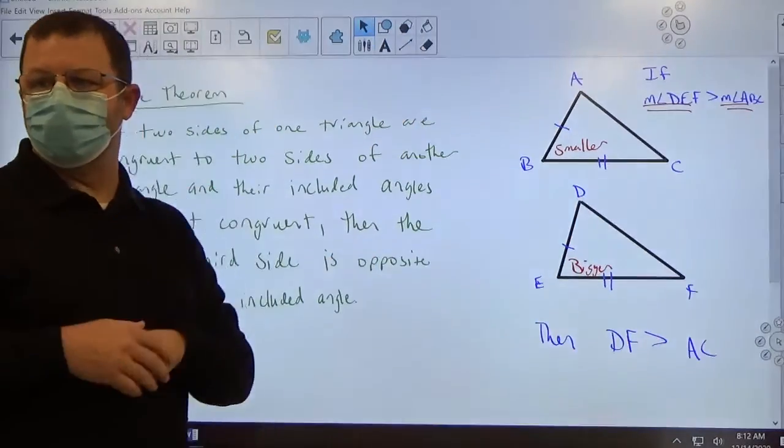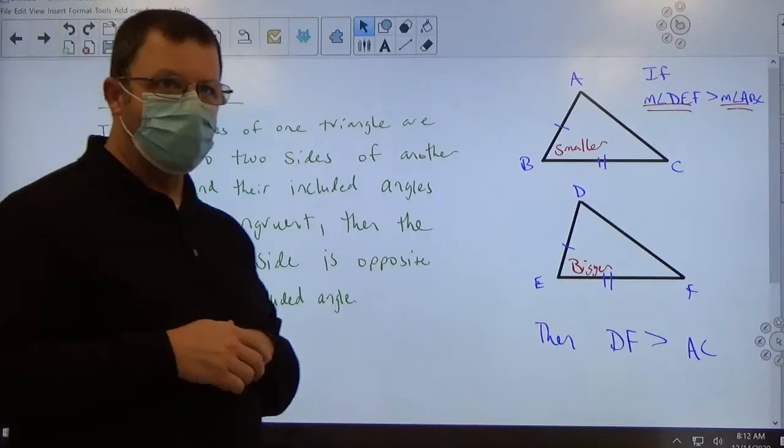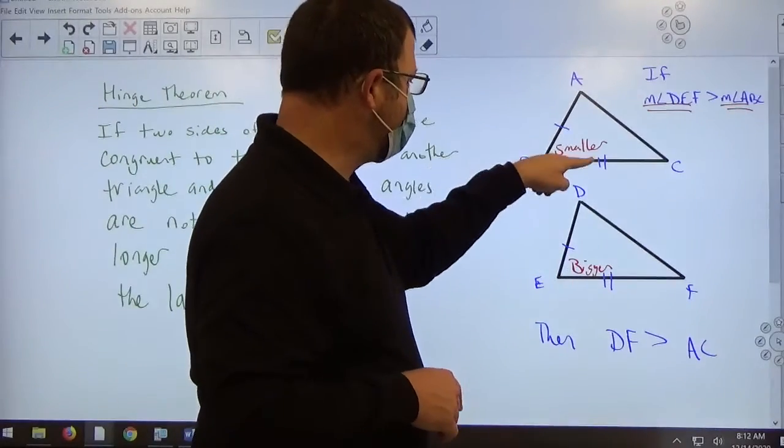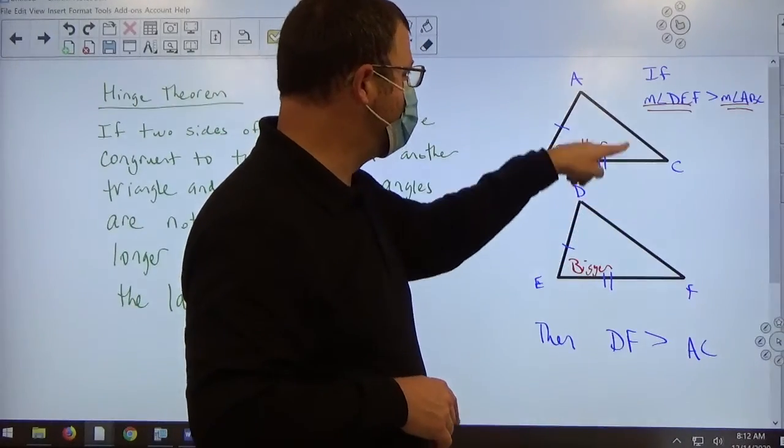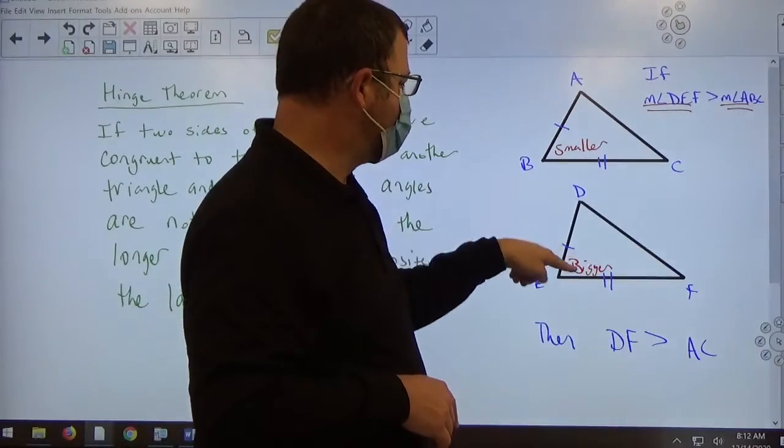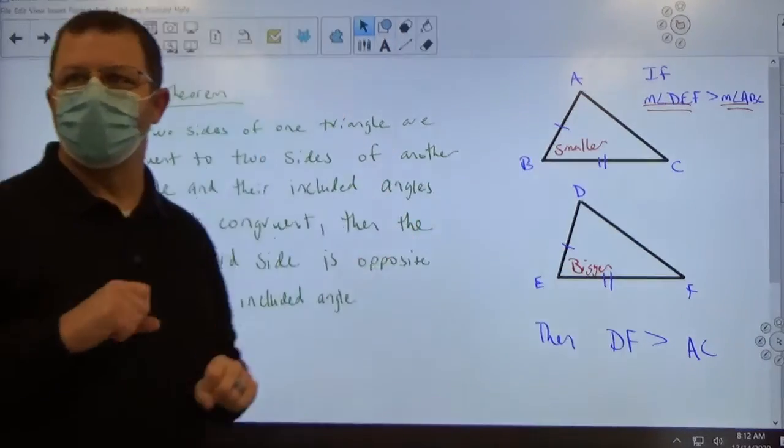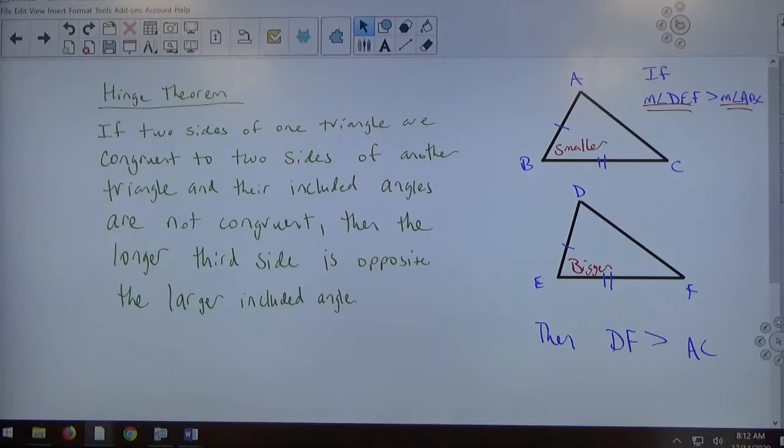The converse of the hinge theorem goes the other way. The converse would say this is the same as this, this is the same as this, and this is bigger than that, which means this angle is bigger than that. That's the converse. So if you're trying to conclude that the sides, one is bigger than the other, that's the hinge theorem. If you're concluding an angle is bigger than the other, that's the converse of the hinge theorem. So make sure that you have those under control.